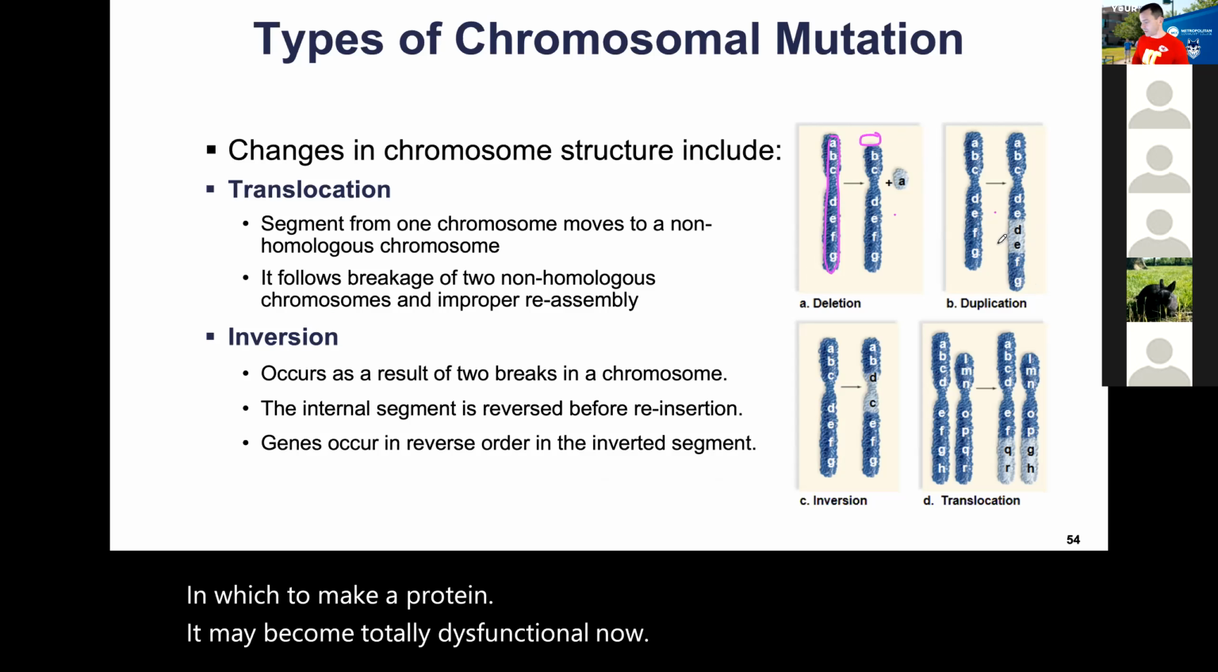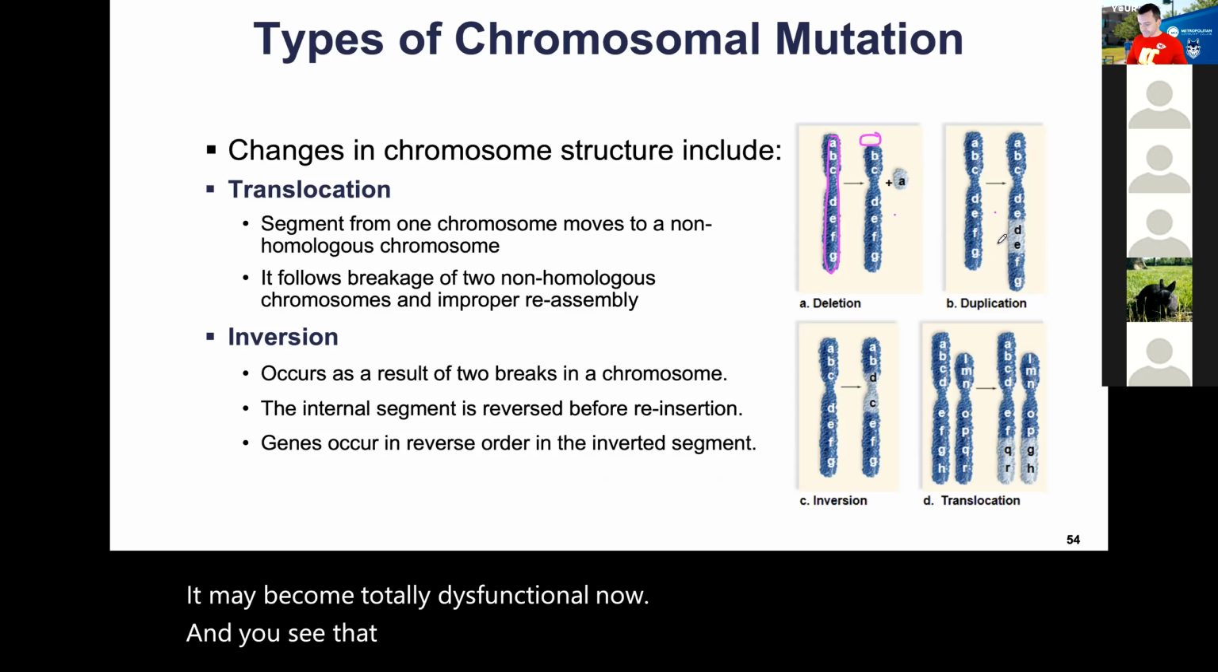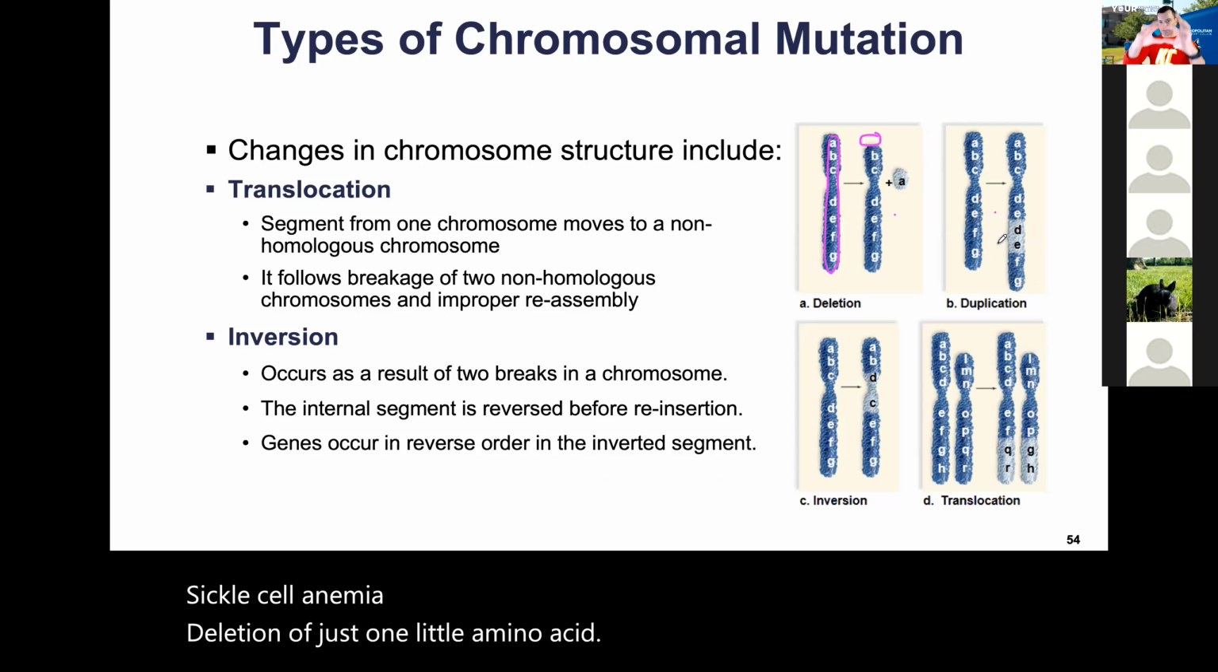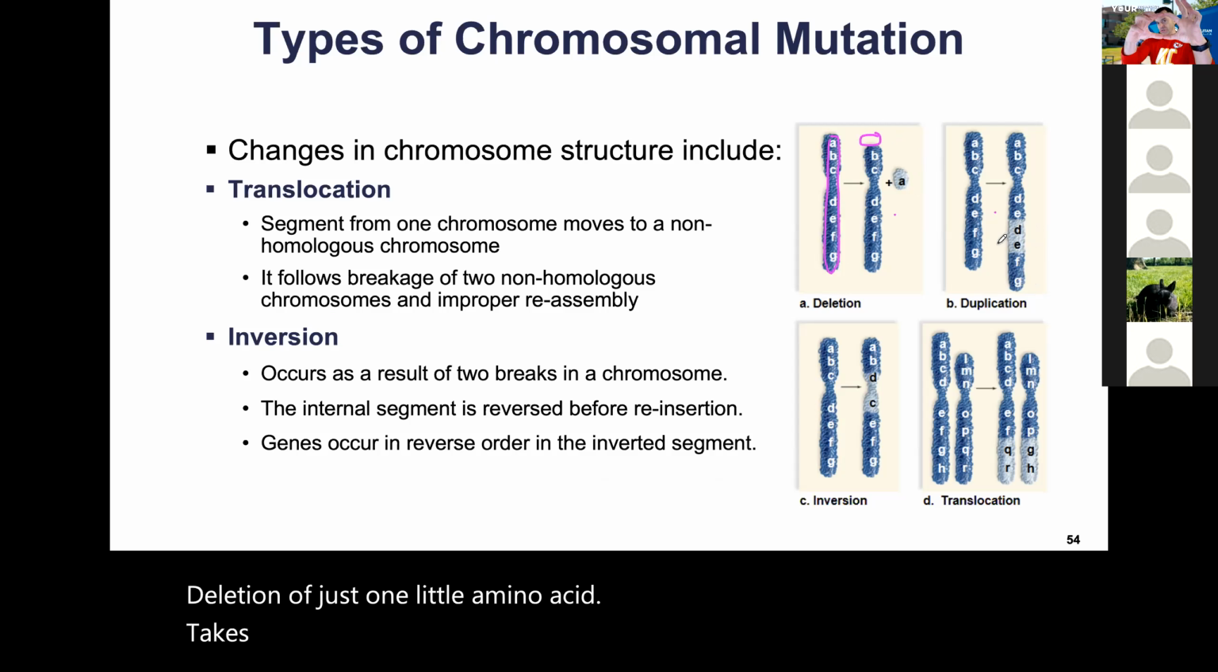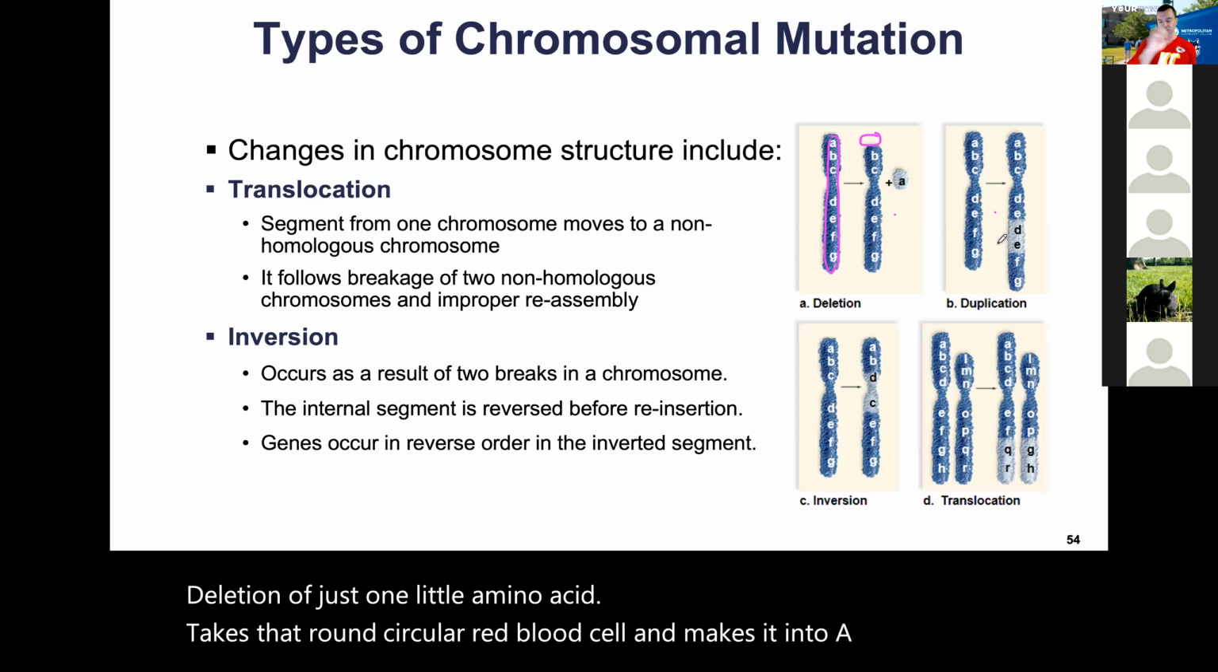And you see that in sickle cell anemia. Deletion of just one little amino acid takes that round, circular red blood cell and makes it into a sickle-shaped structure.